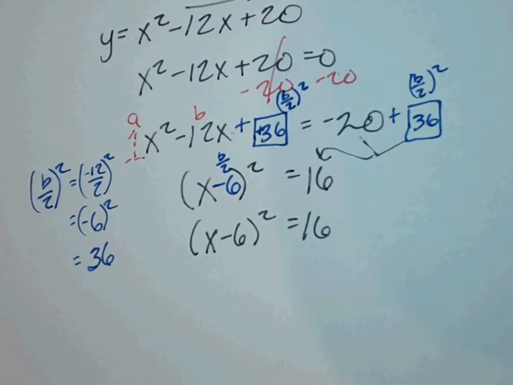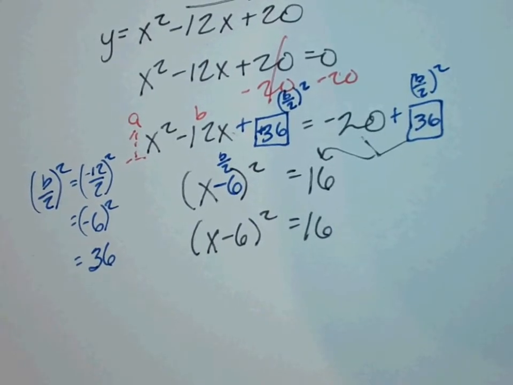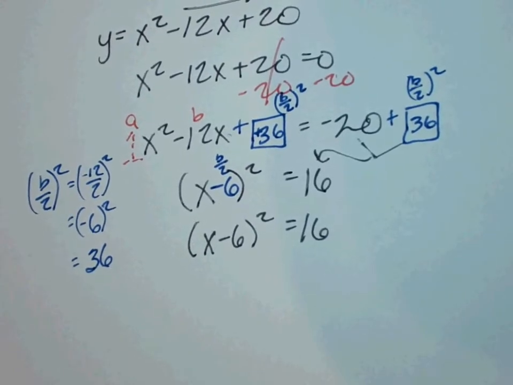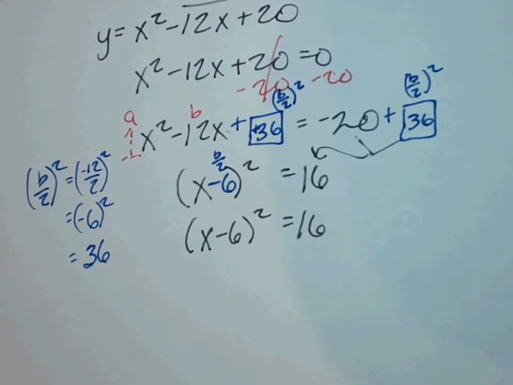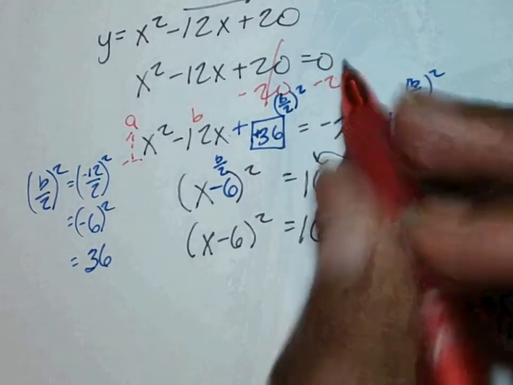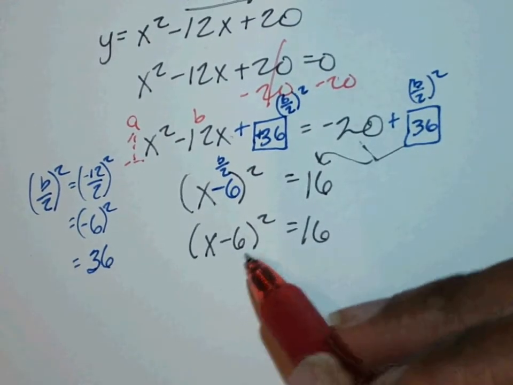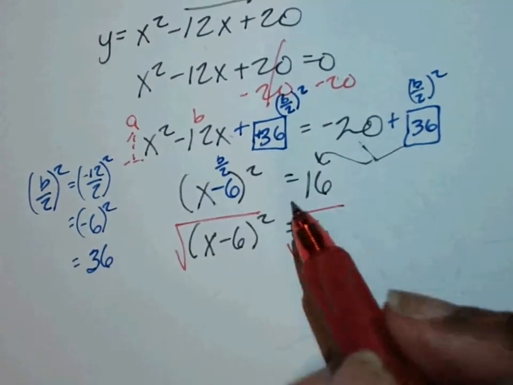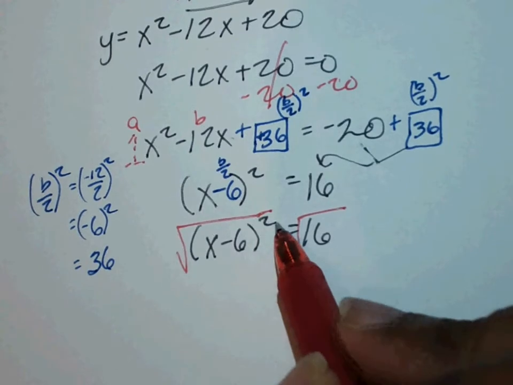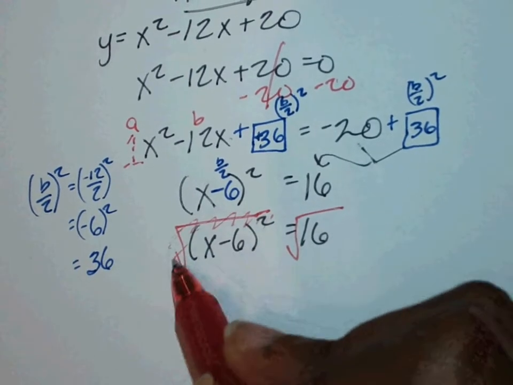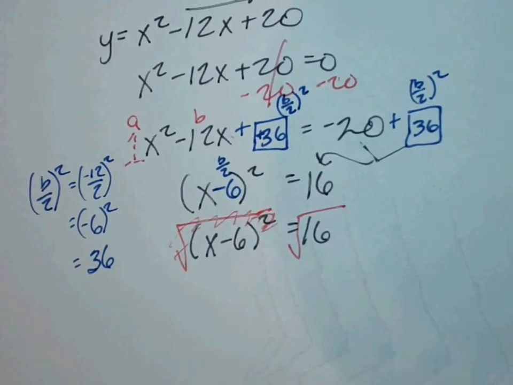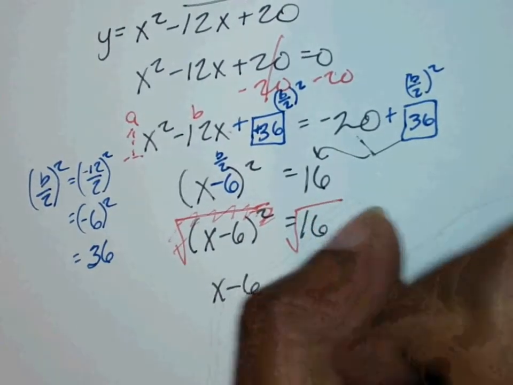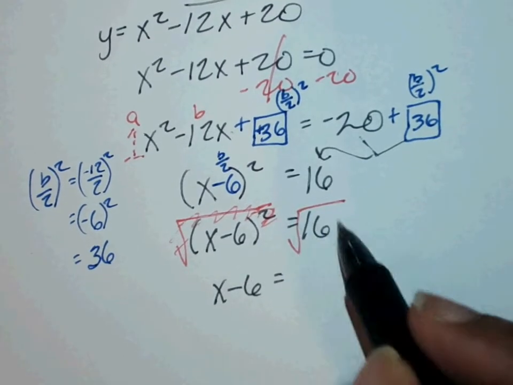In order to get rid of a subtraction, I need to add. In order to get rid of division, I multiply. In order to get rid of multiplication, I divide. And in order to get rid of a square, I square root. So since I already have the square by itself, I square root both sides. And when you square root a square, they cancel each other out. So since they got canceled out, all that's left over here is x minus 6. And over here is the square root of 16.